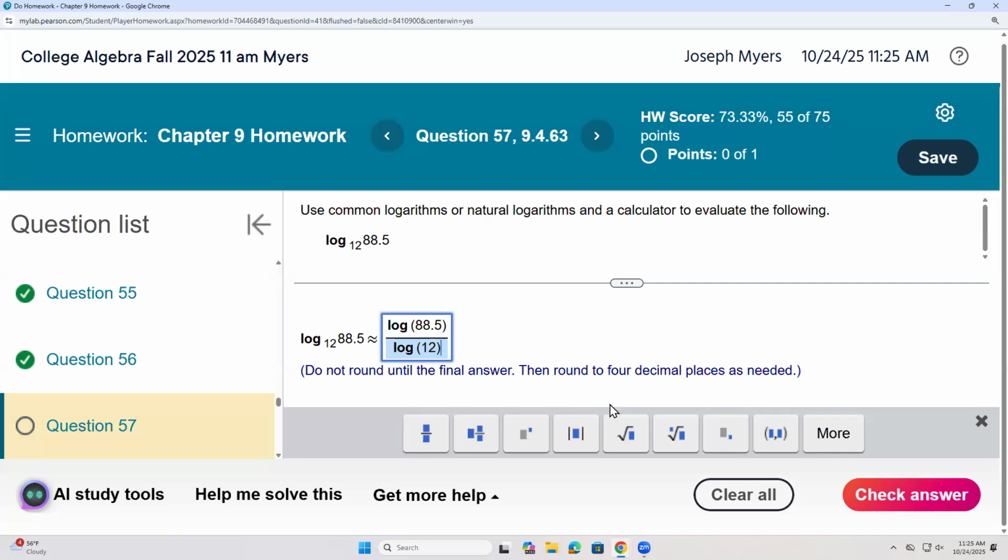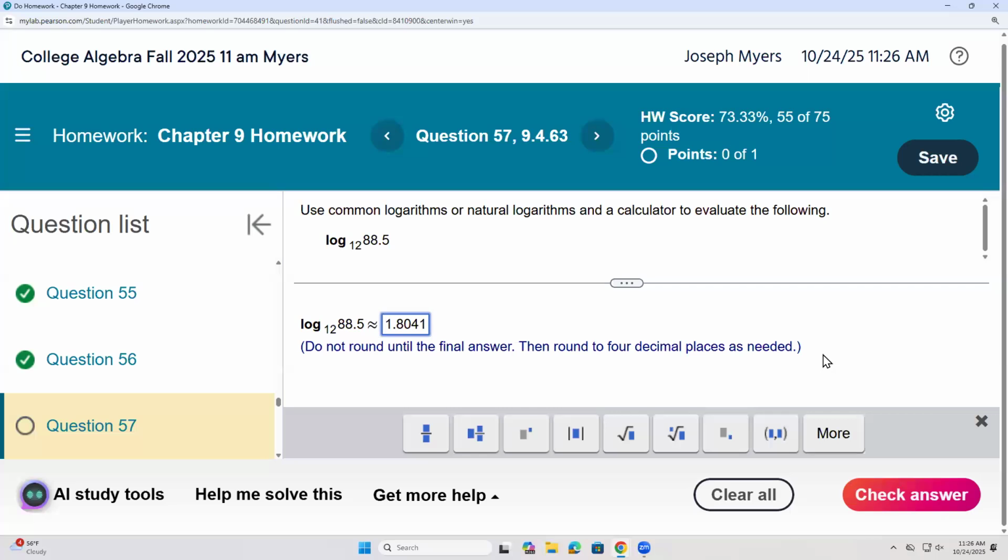So then I get 1.80409. So this is approximately 1.80409. And it rounds it off to 4 decimal places. So which decimal place is the 4th place? That's that one, right? Should I keep the 0 the same or should I round it up to 1? 1, you're right. So I'm going to delete the 9 and change the 0 to a 1. That should be the final answer, 1.8041.